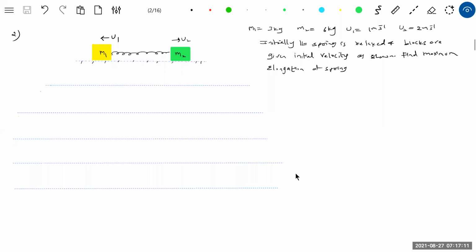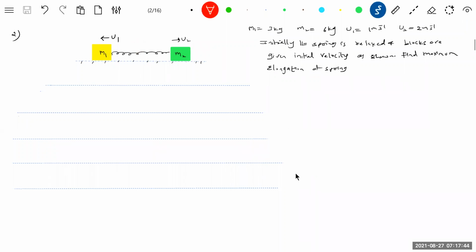Now look at the initial momentum. How do we decide in what direction the common velocity will be at maximum elongation or compression? That depends on the initial momentum. M1 U1, how much is it? 3, towards left. M2 U2, 12. So is the net initial momentum towards left or right? It is towards right. So at maximum elongation or compression, the blocks will have a common velocity in the direction of the initial momentum.